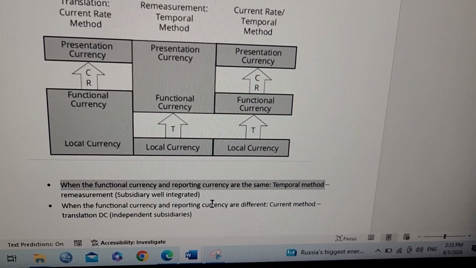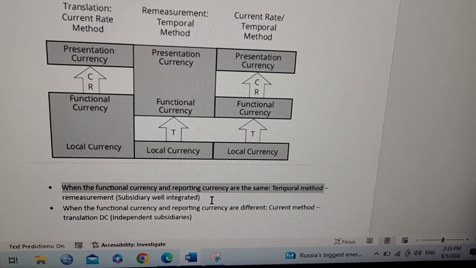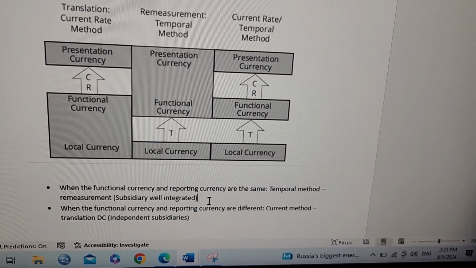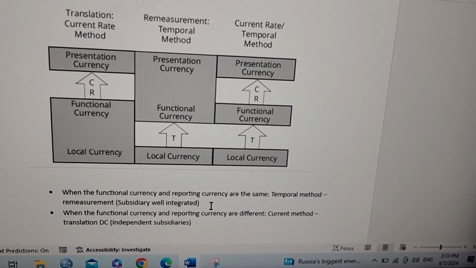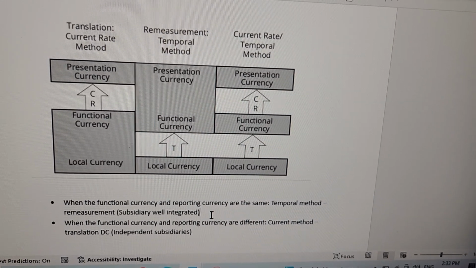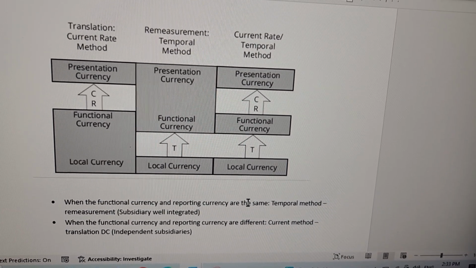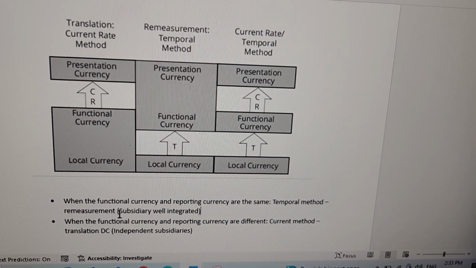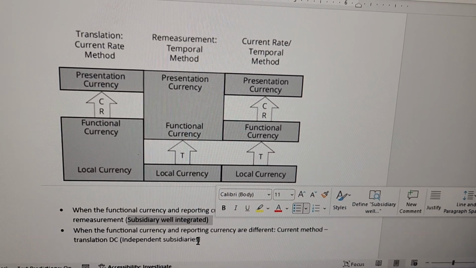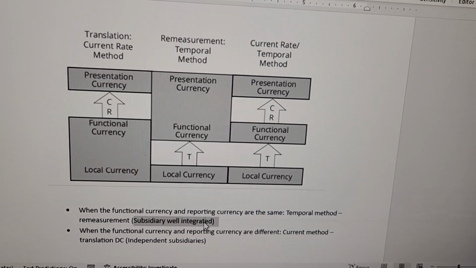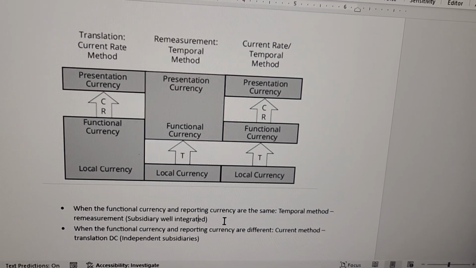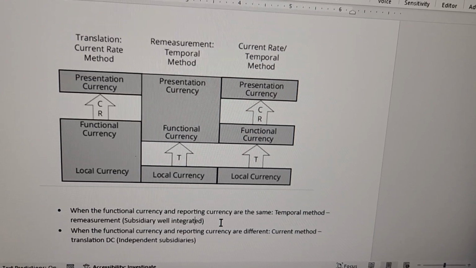For example, there is a US company and they have a subsidiary that is in the UK, and they are also selling their stuff in the US dollar, okay? And they're paying their employees in the US dollar. So in that case, the functional currency and the reporting currency are the same, hence we use the temporal method. You also need to remember that we typically use the temporal method for subsidiaries that are well integrated with the parent. So temporal method means functional currency and reporting currency are the same, and the subsidiary is very well integrated with the parent.